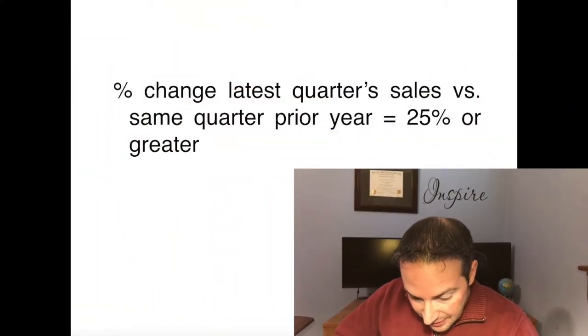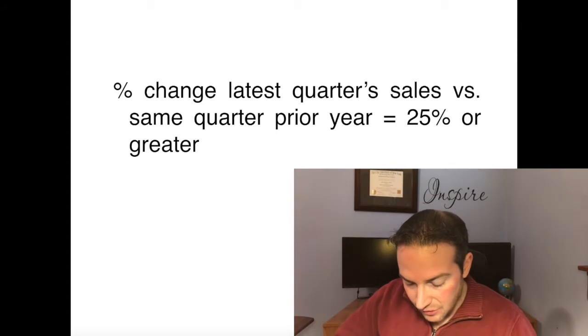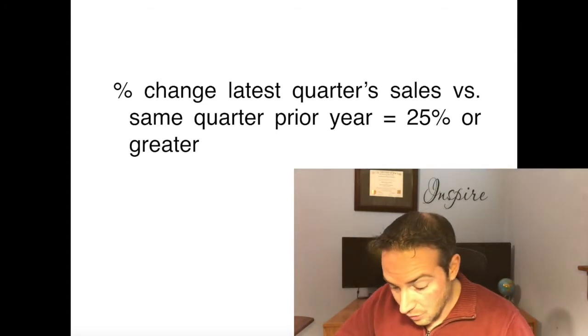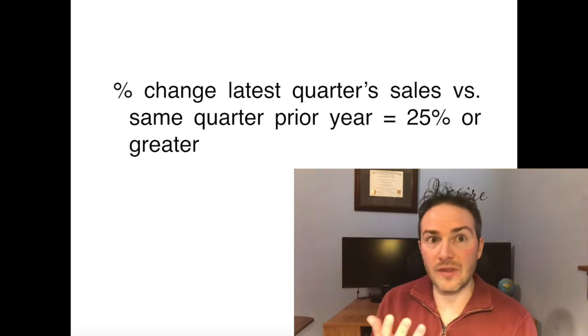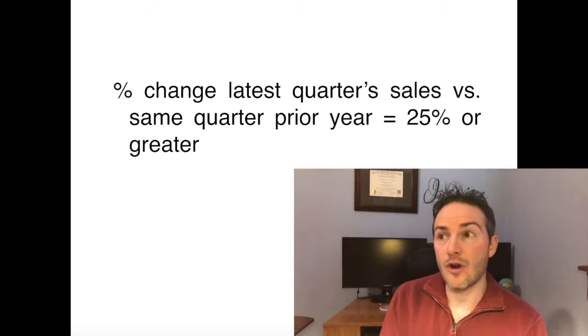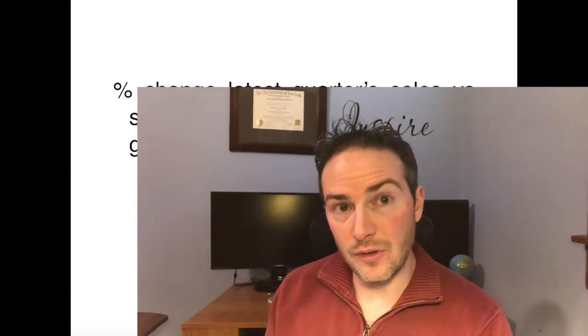Probably less than 0.1% of stocks are going to pass this. So when set to 80%, we're going to see that normally around 3 or 4 stocks pass this ideal growth stock screen out of the entire market. So that's pretty strict. Number 7, percentage change latest quarter's sales versus the same quarter prior year is greater than 25%. So the same kind of parameters that we were looking at for earnings also is going to apply to sales.